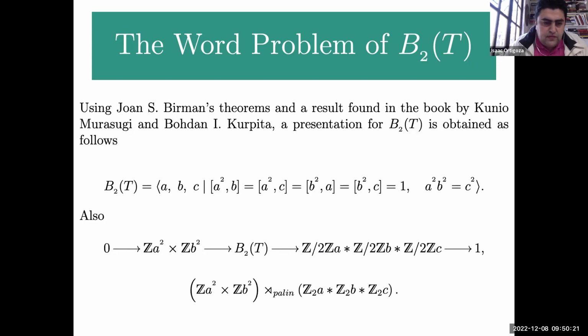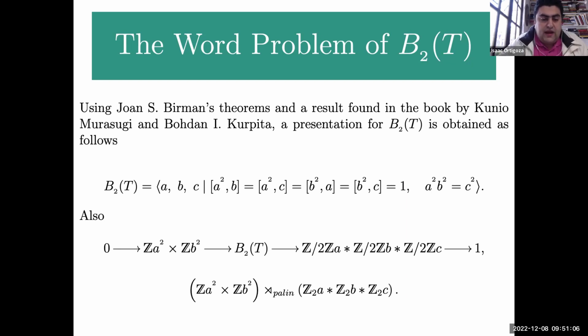Well, Joan Birman gave a presentation of the two braids of the torus, and Murasugi and Kurpita gave us a presentation of the braid group that is generated by three elements, where A squared commutes with everything, B squared commutes with everything, and also A squared and B squared is equal to C squared.